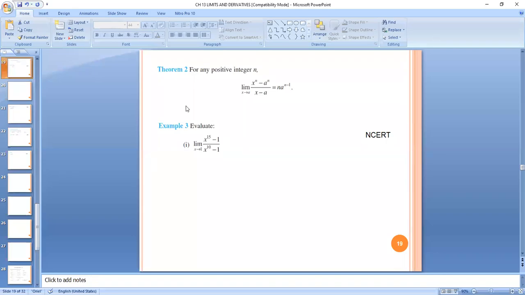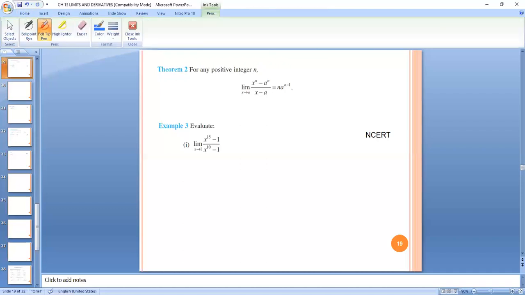So we have started the chapter limits, right? Today the topic is questions related to the type where we have limit x tending to a of (x raised to power n minus a raised to power n) upon (x minus a). Then we can use this as a formula: the limit of this type of function will be equal to n into a raised to power n minus 1.